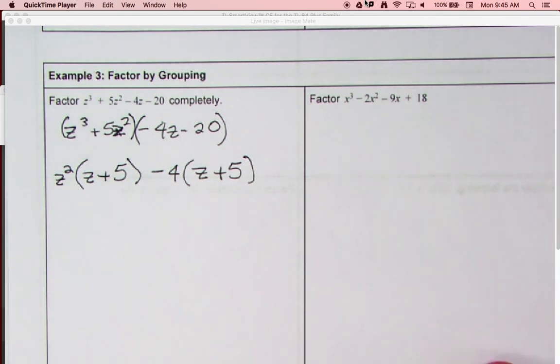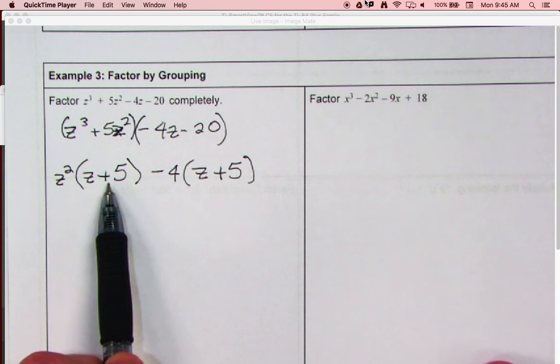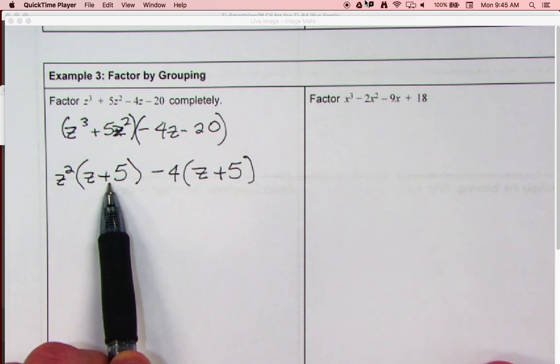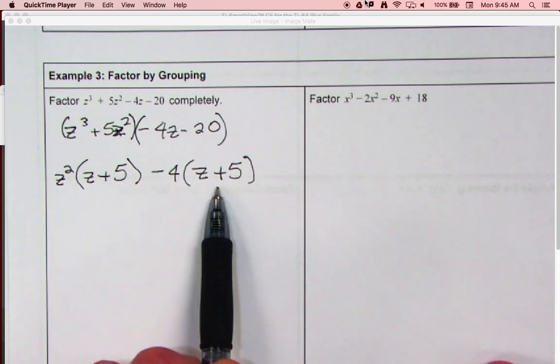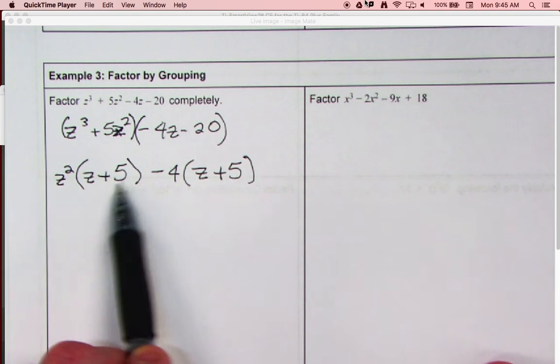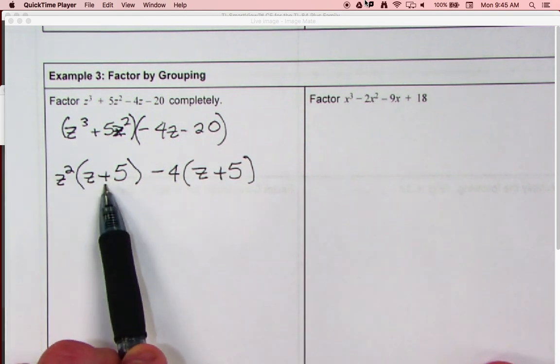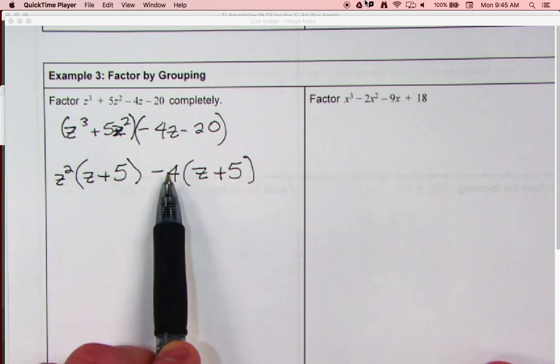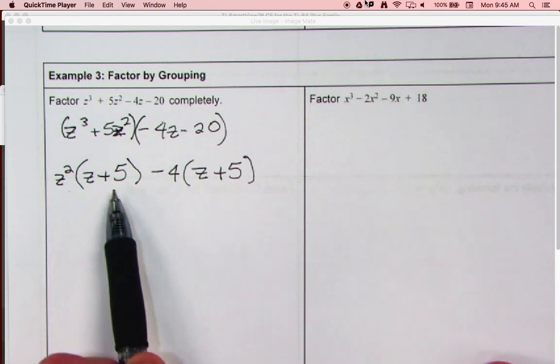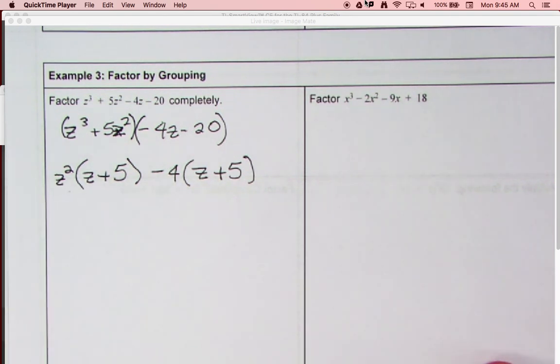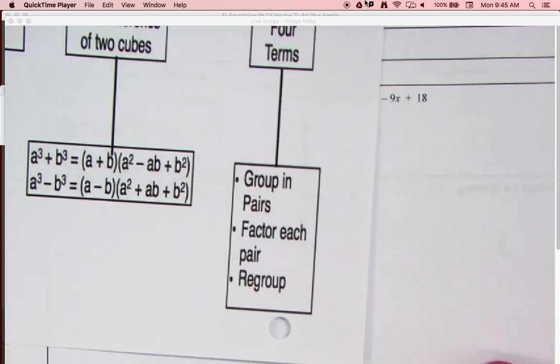Now, check this out. Notice that I have a z plus 5 in parentheses here, and I have a z plus 5 in parentheses here. When you're factoring by grouping, you always need this to happen, where you get the same thing left over in parentheses after you've pulled out the GCF. Okay? So, got that set of parentheses? That's good. They're the same. That's what we want. So now the last step is we want to regroup.